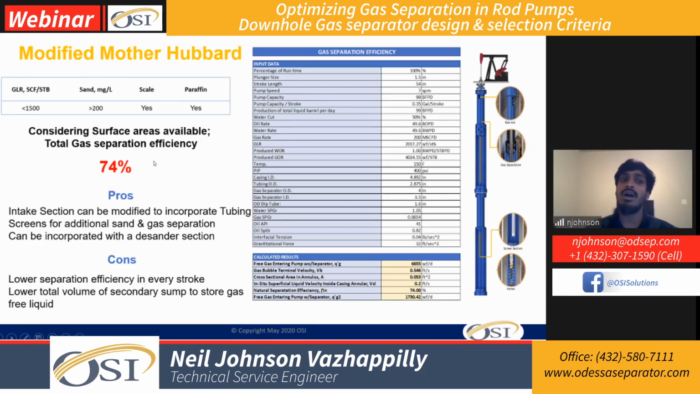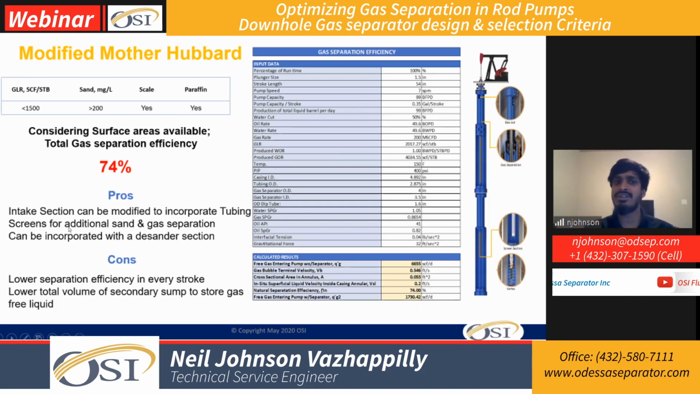Now, one of the pros of a modified Mother Hubbard style separator is, like Carlos mentioned, we can improve this efficiency by adding a screened inlet section or adding multiple gas bodies to baffle or agitate the gas, giving a pathway for the solution gas to escape out of the fluid. So that, like I mentioned, comes in the pros.